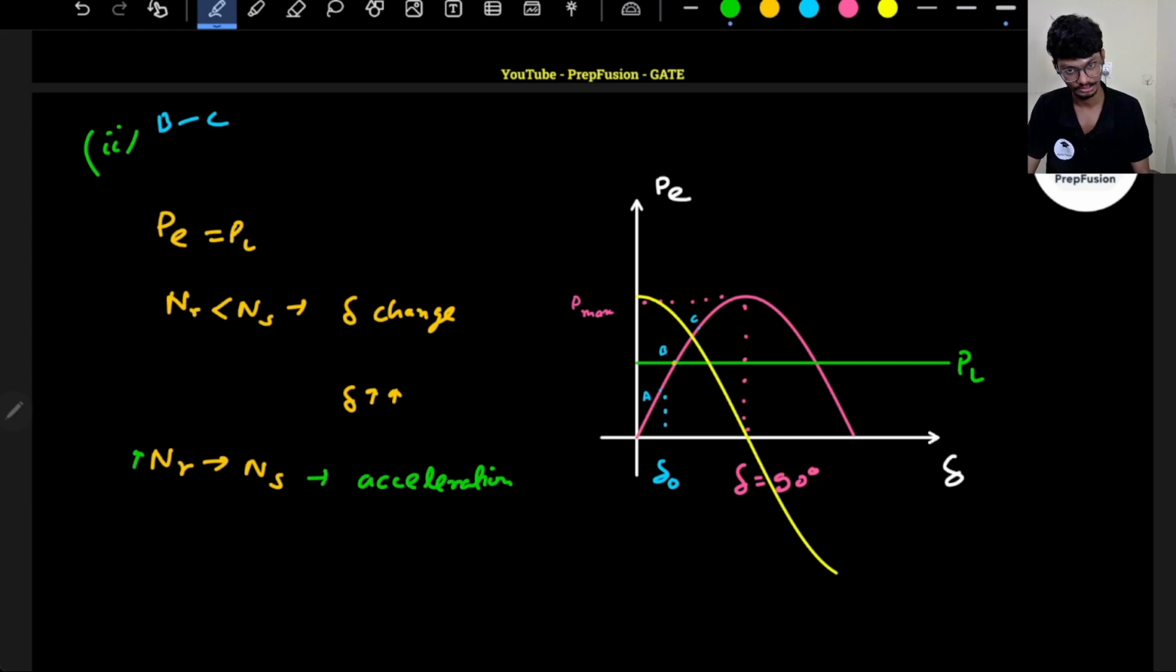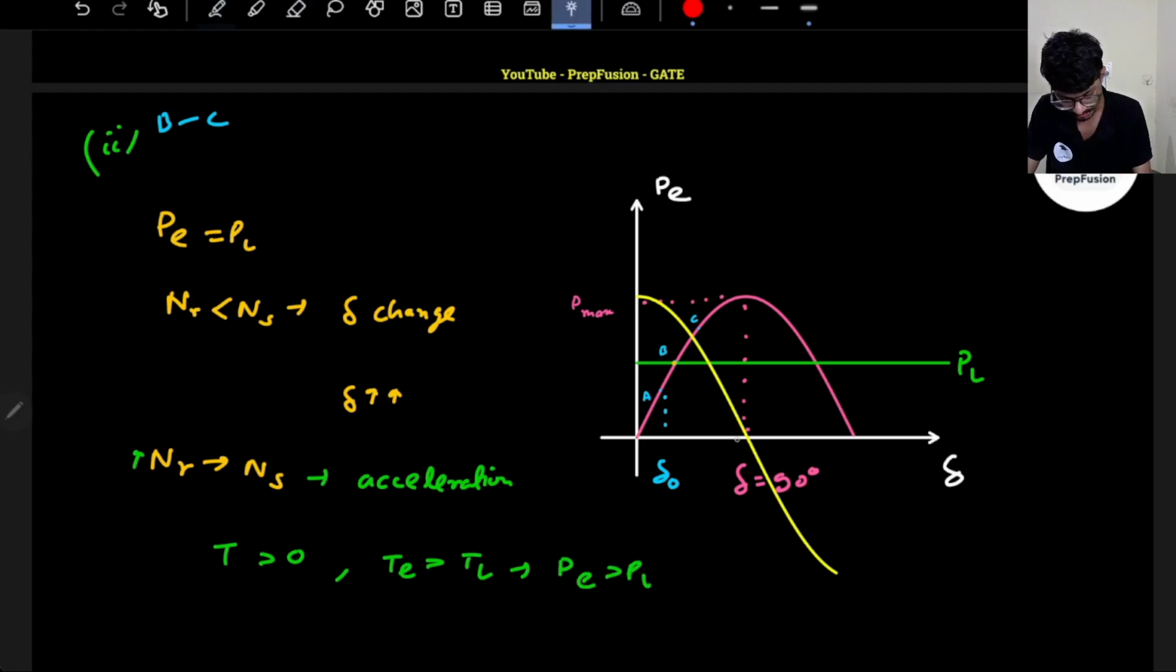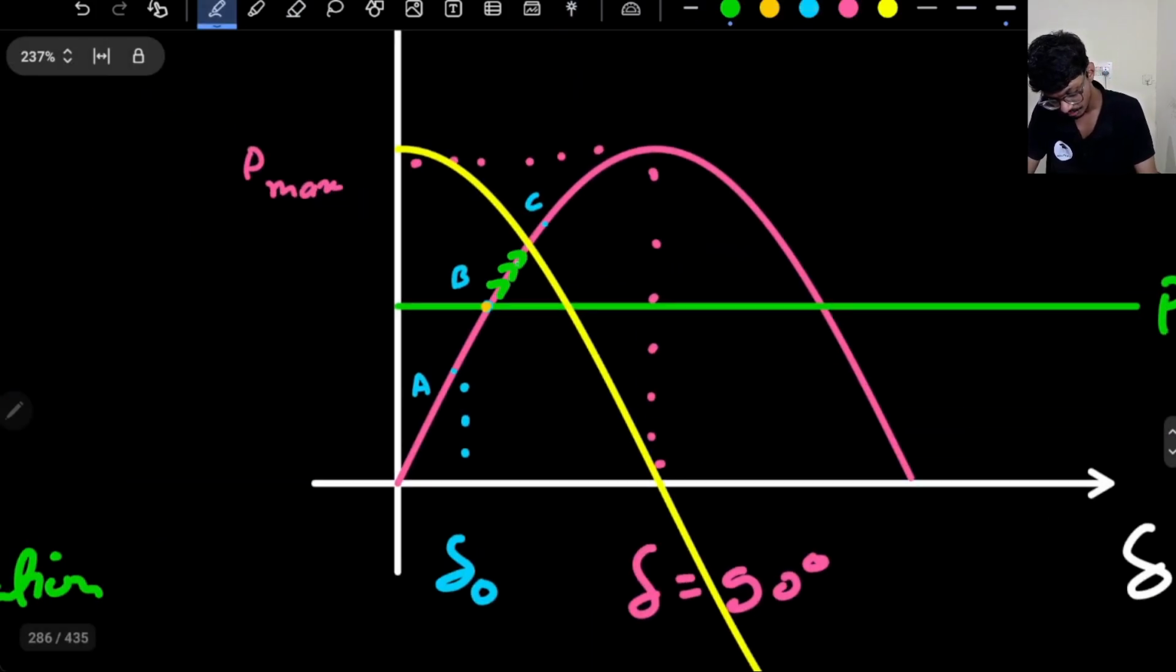Who will provide that acceleration? The motor, right? So basically the torque must be greater than 0, that is my TE must be greater than TL, which means my PE has to be greater than PL. That means I have to increase the delta angle. So delta angle will increase. It will go from this point to this point.